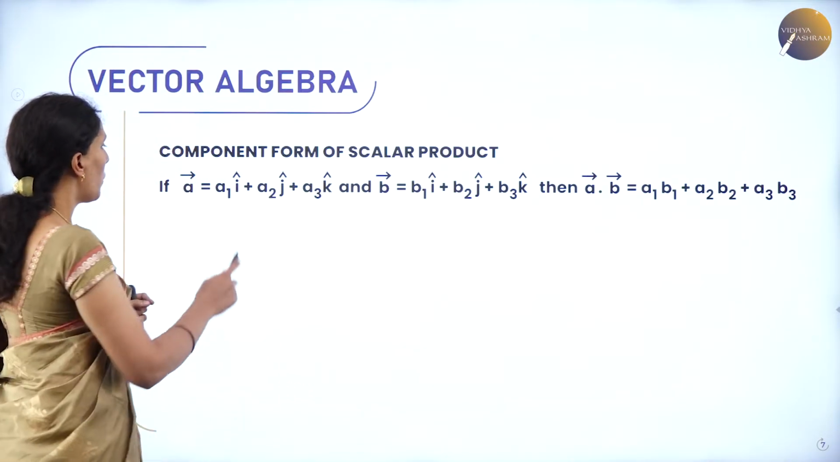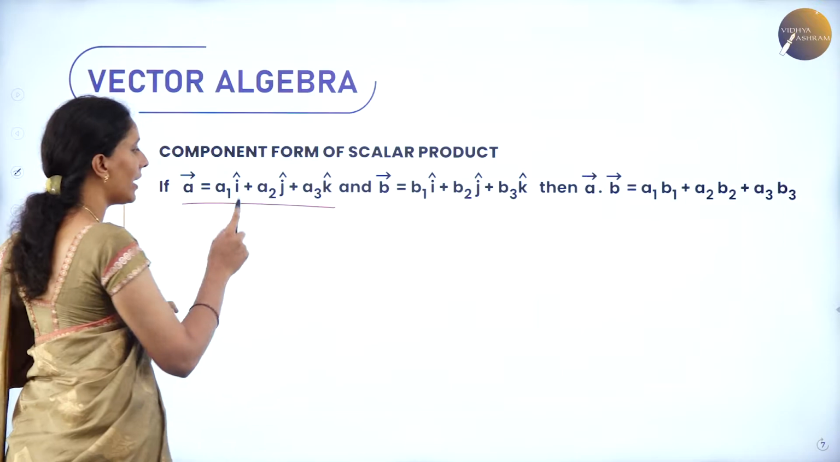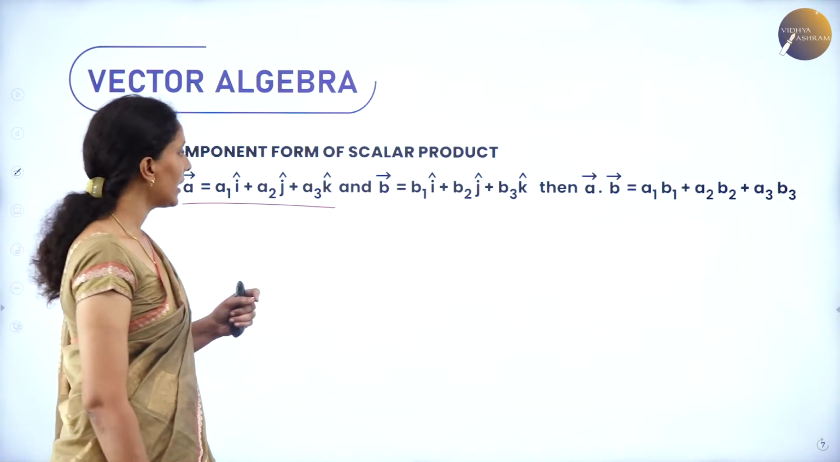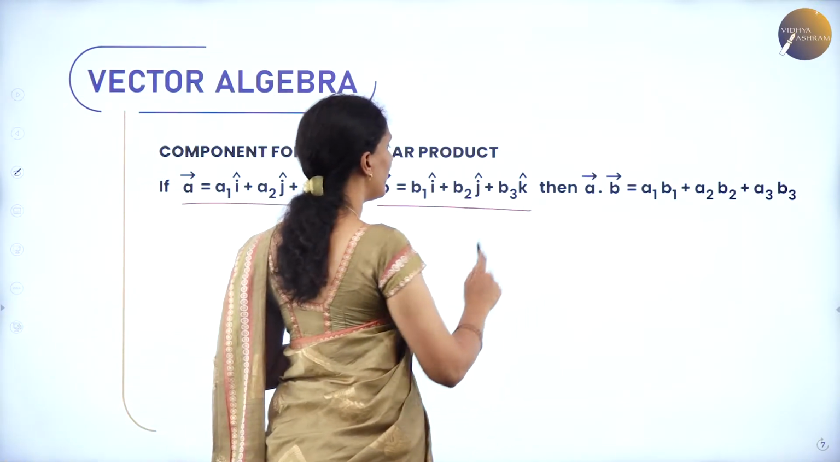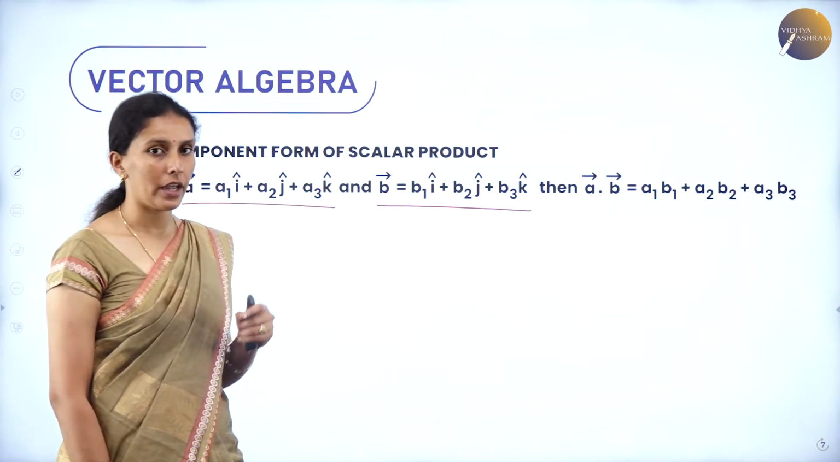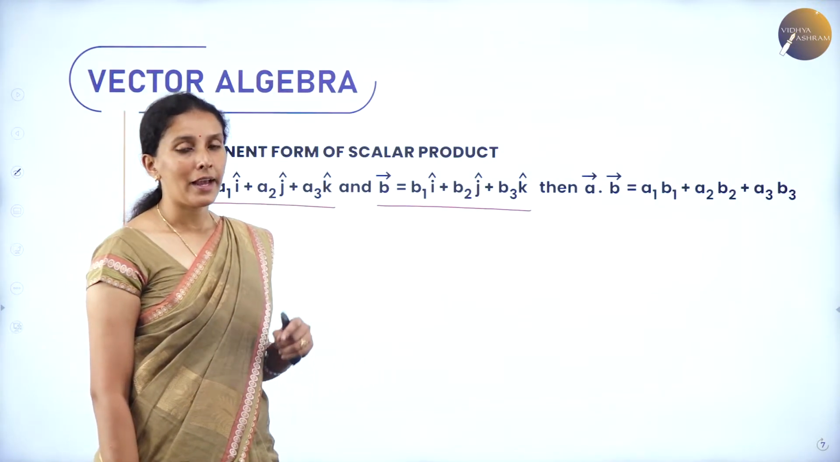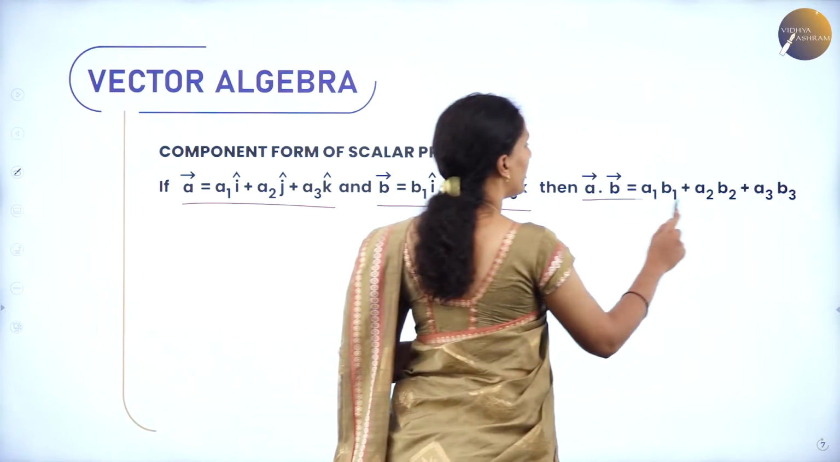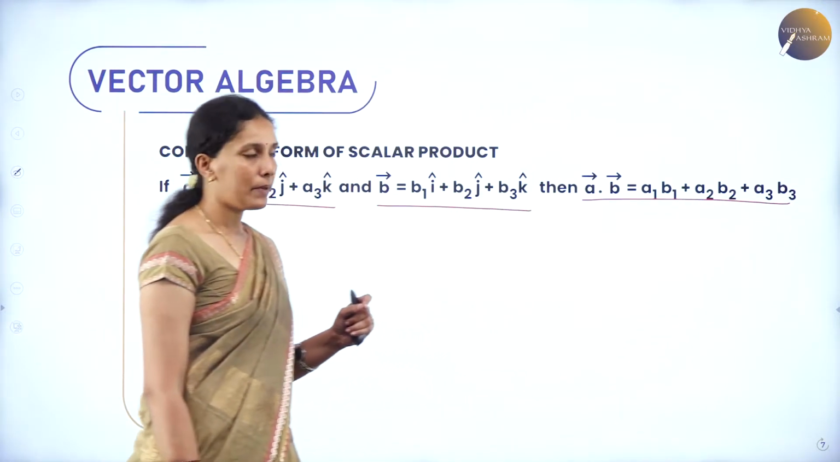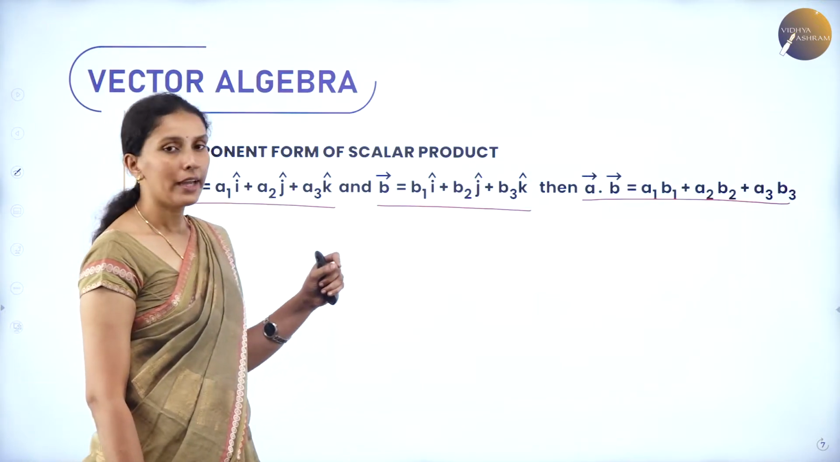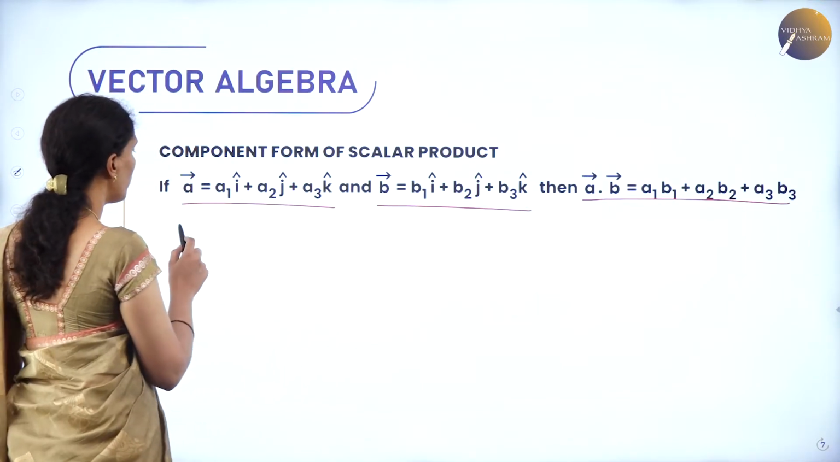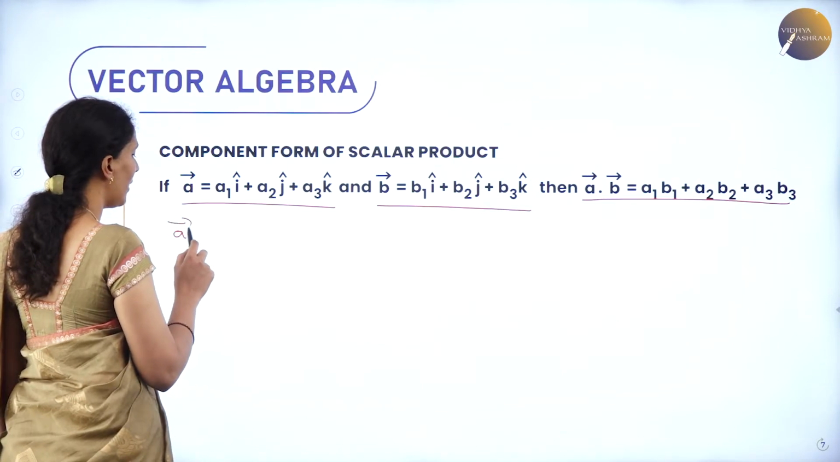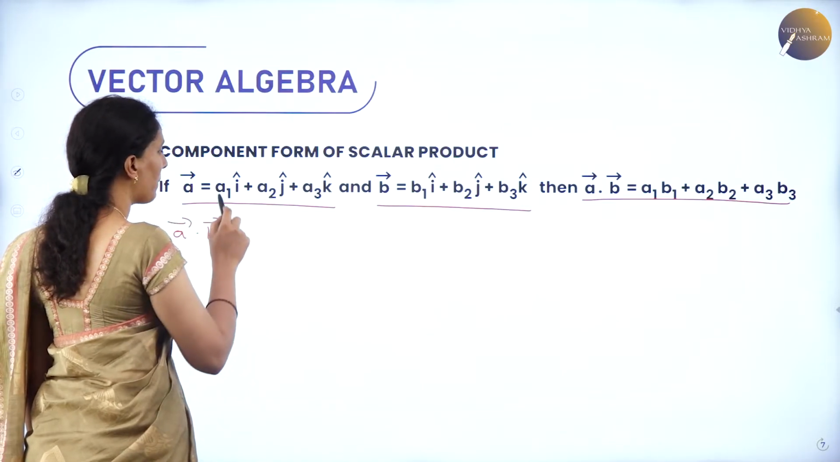Next, we come across the component form of a scalar product. Now, let vector A be a1 i plus a2 j plus a3 k and B be equal to b1 i plus b2 j plus b3 k. Then how to multiply the two vectors in terms of dot product? So here a dot b is given by a1 b1 plus a2 b2 plus a3 b3. You can also verify this.